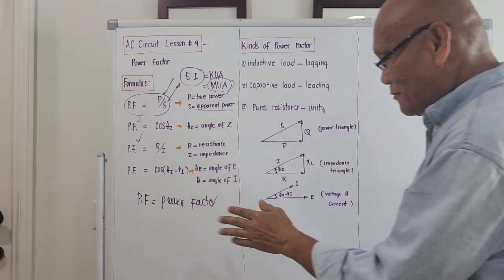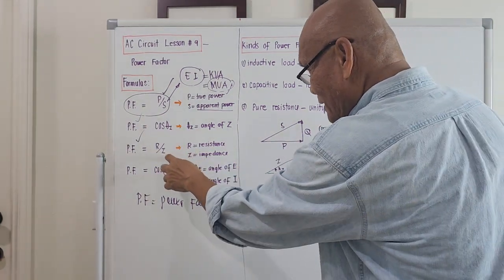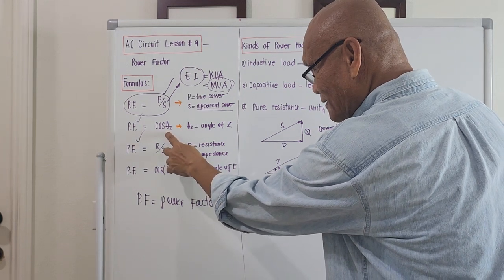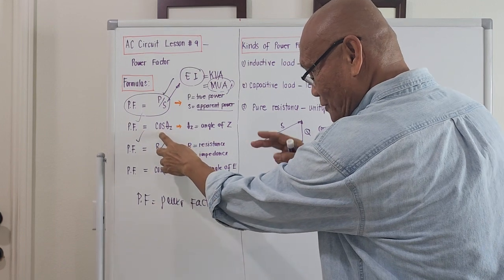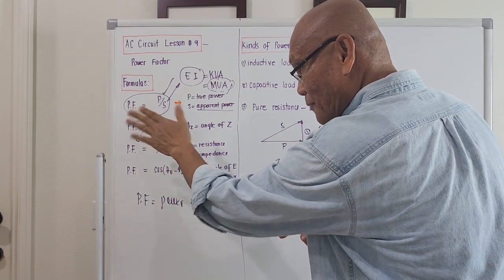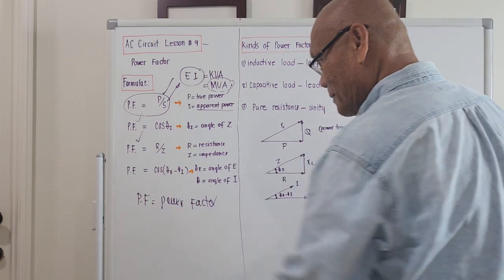But if for the meantime you are not given R and Z, and you are given only theta Z, you could compute the power factor by taking the cosine of that and multiplying by 100%. That will be the power factor.